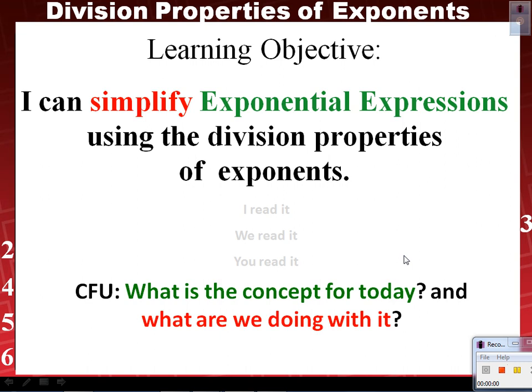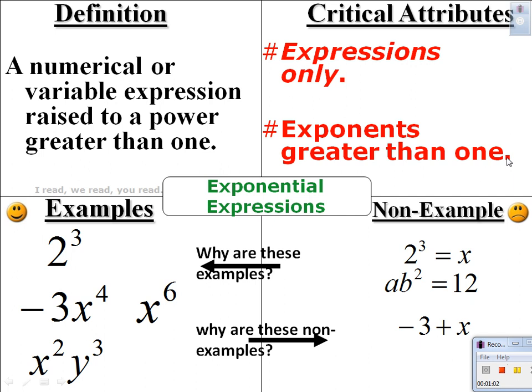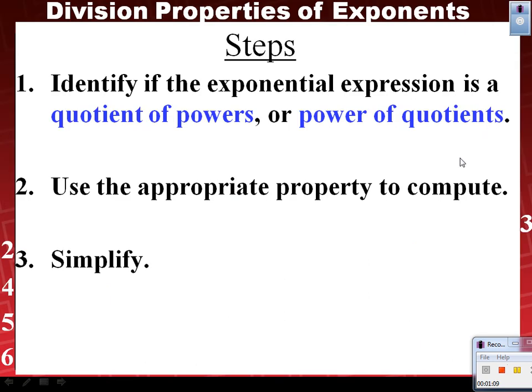All right, so you know what to do with that, right? You fill it out, and it should look something like this. Yes? Okay, good. So you'll finish that by yourself. Steps. You don't have to copy the steps. You already have them. But look at the step. It says, number 1, identify the exponential expression as a quotient of powers or power of quotients. From there, use the appropriate property to compute and simplify.